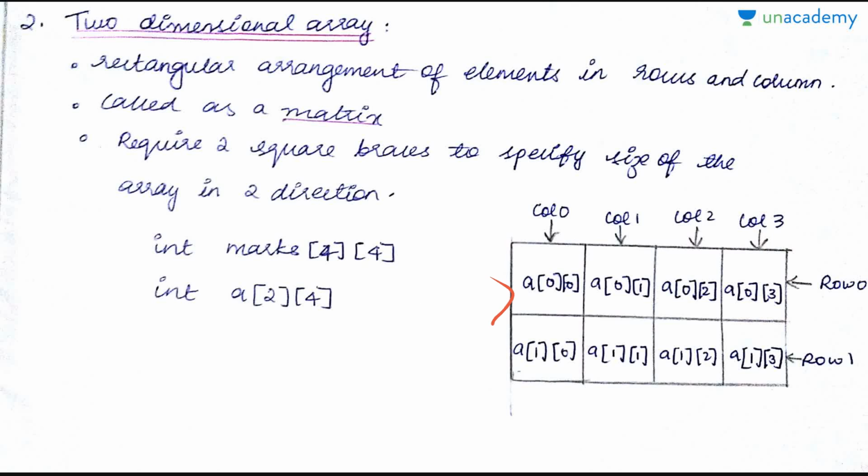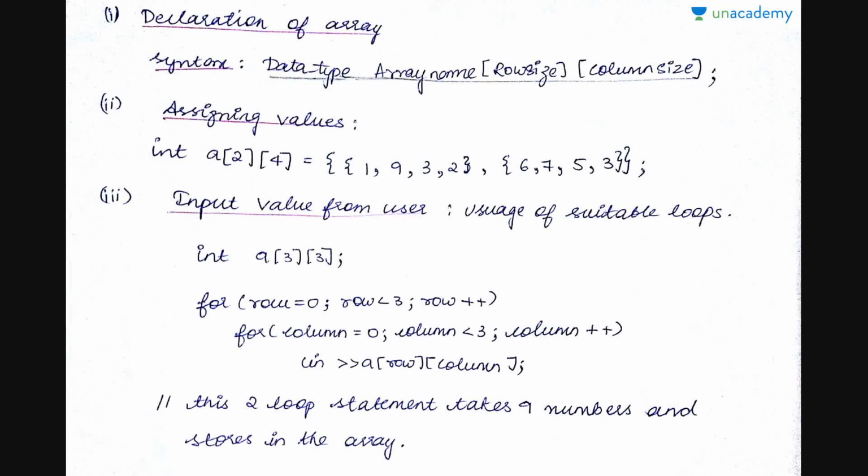Here you have row 0, row 1, column 0, column 1, column 2, column 3. The first cell represents a of 0, 0. You know how it happens in a matrix, the same thing happens here. The second cell represents a of 0, 1, and similarly this cell represents a of 1, 2. Let us see how the declaration of the array takes place. It's similar to a one-dimensional array, provided there are 2 sizes to be mentioned. Hence we have data type followed by array name, row size followed by column size.